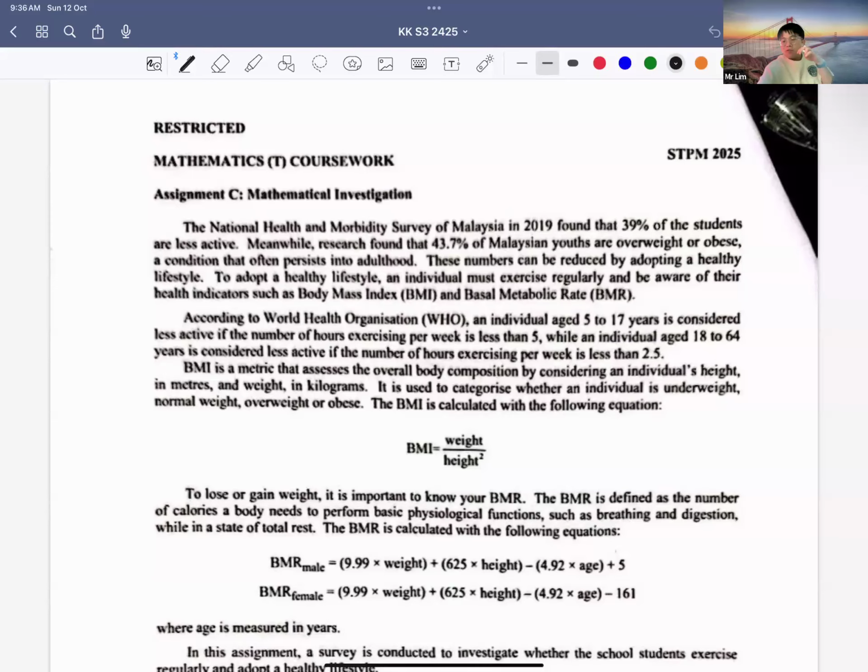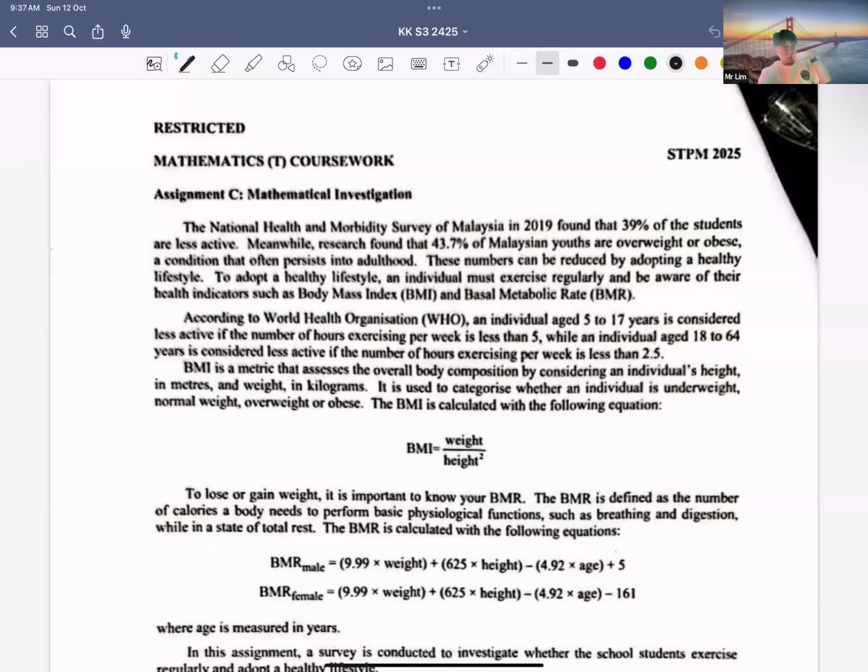Okay. Good morning, everyone. So, today we will discuss coursework for your semester 3, Mathematics T. I think you can see the screen. Can you see the word clearly? I hope you can. But anyway, you have your own paper, right? So it is not a big issue, lah. You can just refer to your own paper.